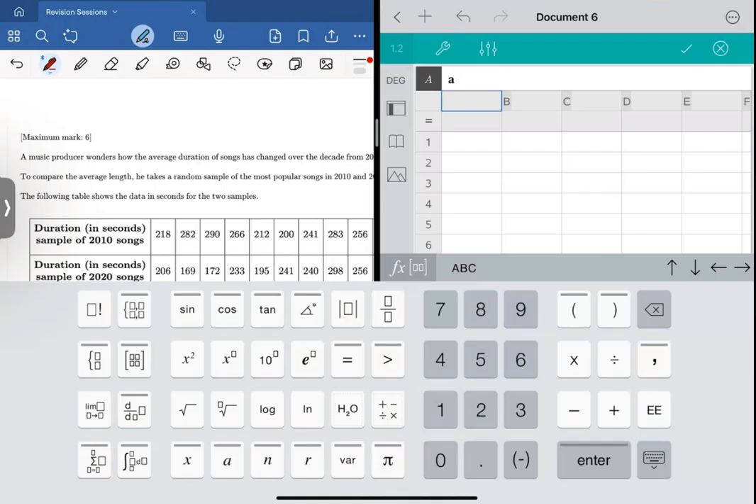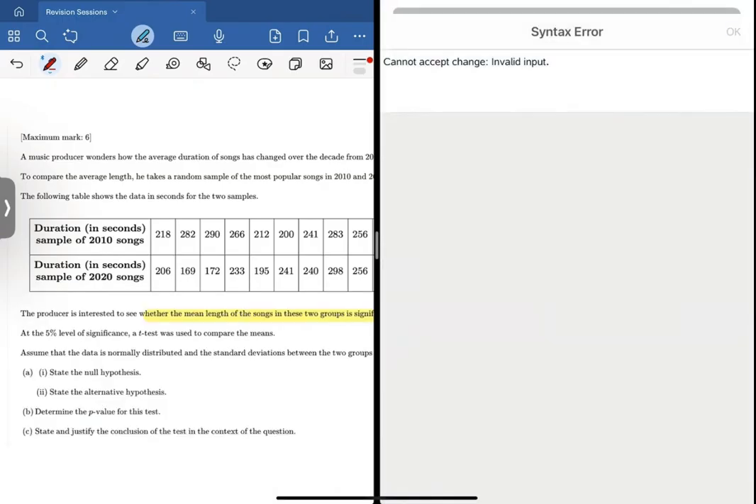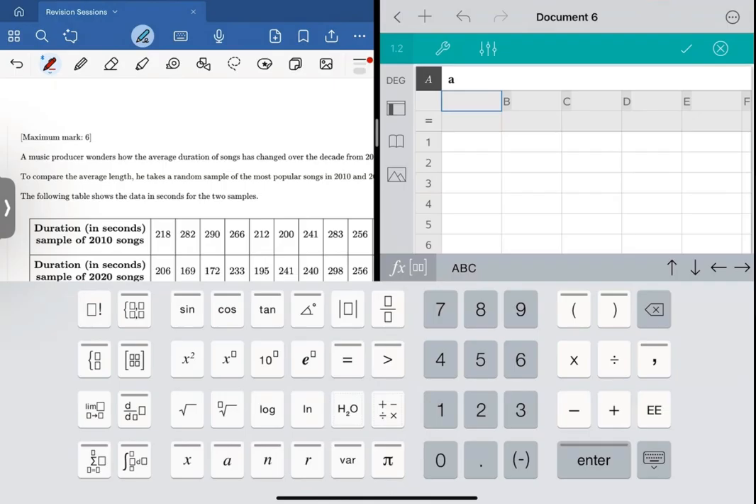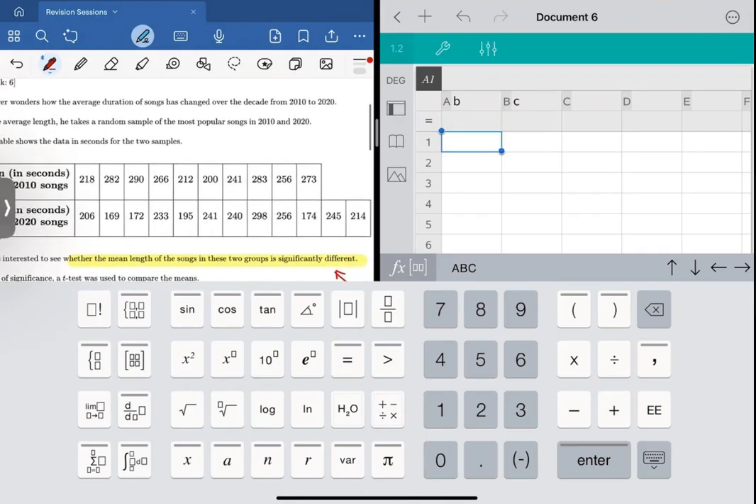Oh, it doesn't like that. Okay. Come on, let me give it the letter A. It's because I've got something else called A. Okay, so we're going to go with B and C then. This is important so that when we do our test later on, our calculator knows which columns to look for. And then we need to input our data.